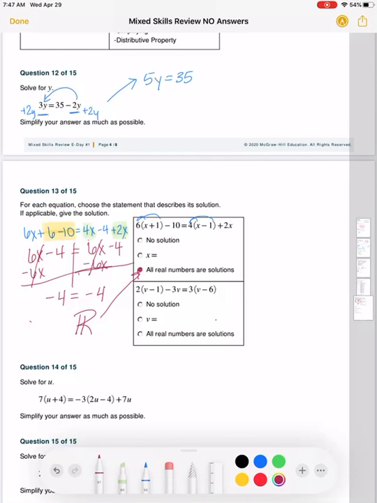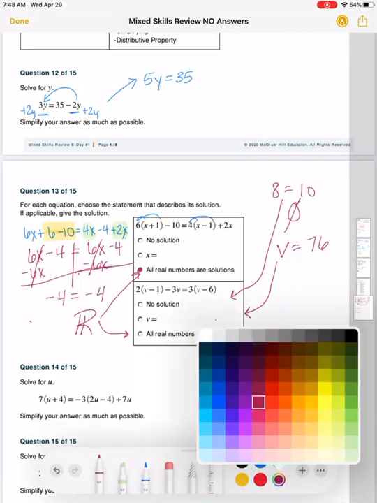Now, if I were to get something like, say, I'm going to make something up, 8 equals 10, that's not true. So that would be no solution. Or I might end up with v equals 76. Neither of these are answers to anything. I'm just showing you options. So this would be an example of no solution. And then obviously if they're the same on both sides, that would be an example for all reals. So those are your three choices as you work through part 2 of number 13. I did not do part 2 for you. I think that's important because sometimes we make mistakes.